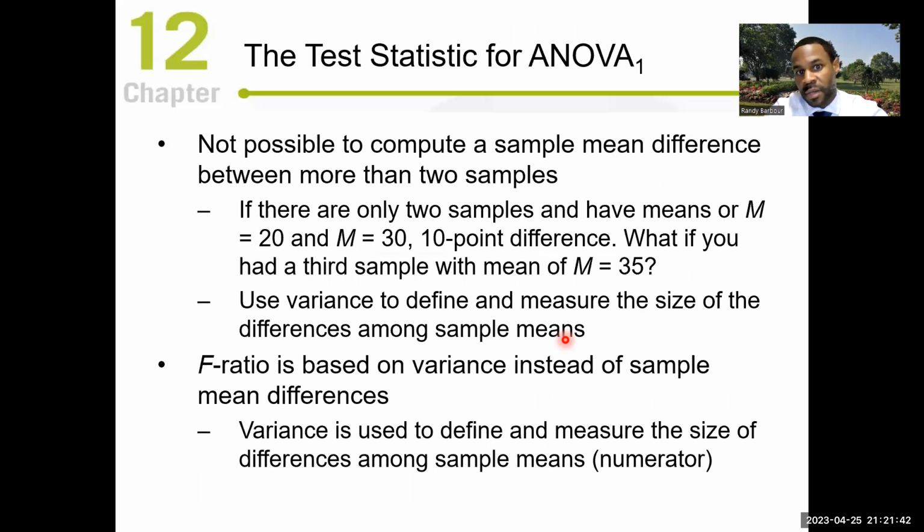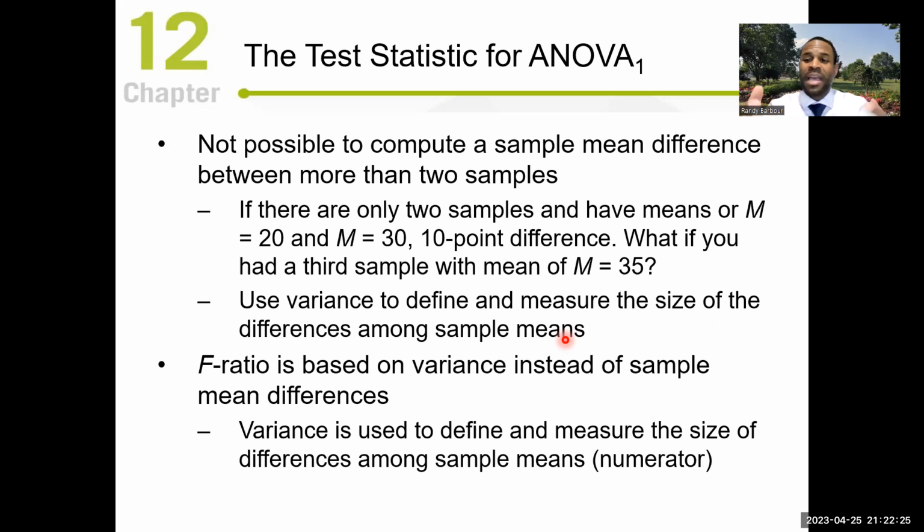So then what else happens? It's not possible to compute a sample mean difference between more than two samples. So what happens is we have to find an F ratio that is going to indicate what value is significant enough for us to reject the null hypothesis and say that there are some mean differences among the groups. So if there are only two samples and I have means of 20 and 30, that's only a 10-point difference. What if you had a third sample with a mean of 35?